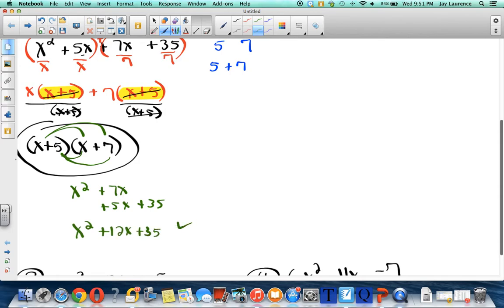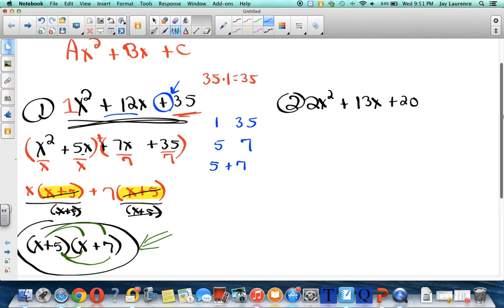Now remember, this is only my check. My actual answer is this. But this is the check. If I factored it properly, then I will get what I started with. Okay, let's try this again.